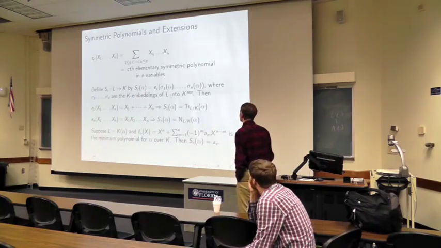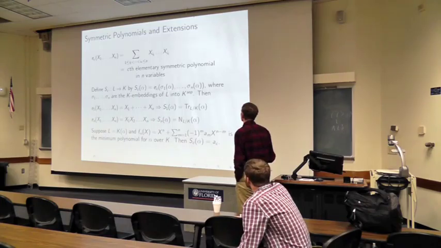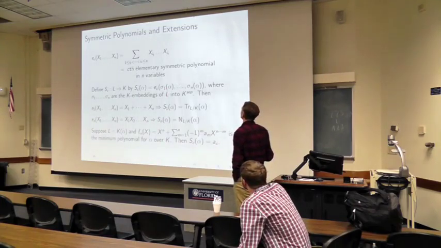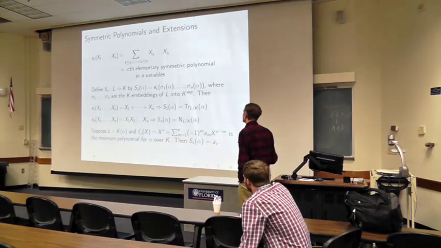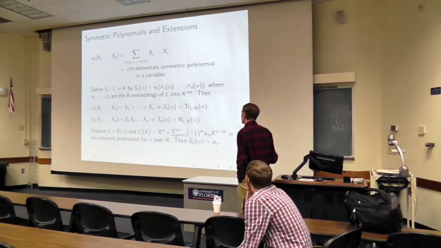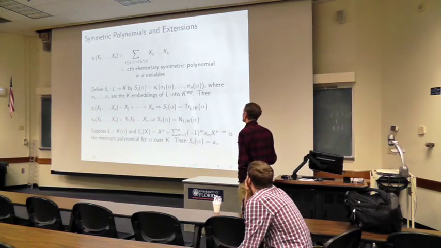which maps alpha from L onto E sub c evaluated at the various embeddings of alpha into a separable closure of K. So you have sigma 1 through sigma n, the K-embeddings of L into K sep, and then you evaluate there. For instance, E sub 1, the first symmetric polynomial, is just the sum of the variables x1 through xn. So that means that S sub 1 of alpha is just the trace. And then E sub n, where n is the degree of L over K, is the product, and that means that S sub n of alpha is the norm of alpha.